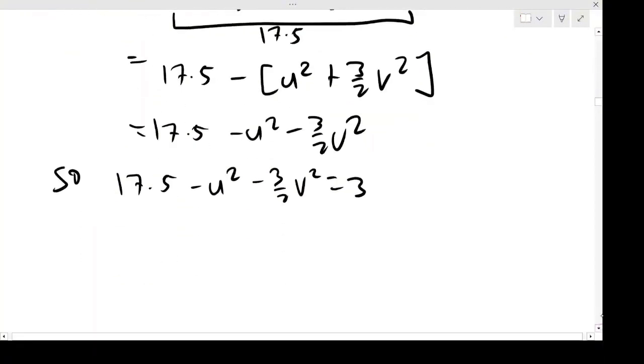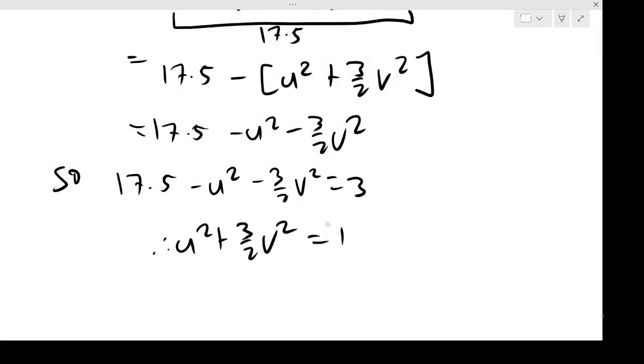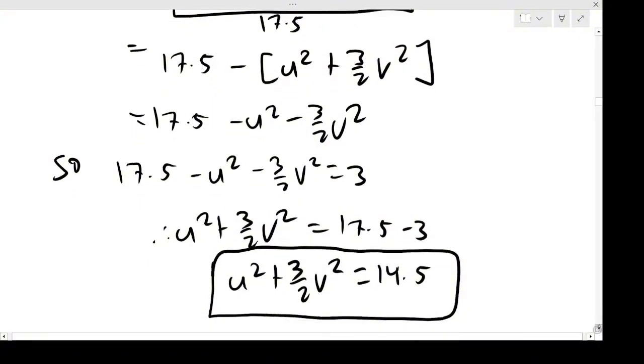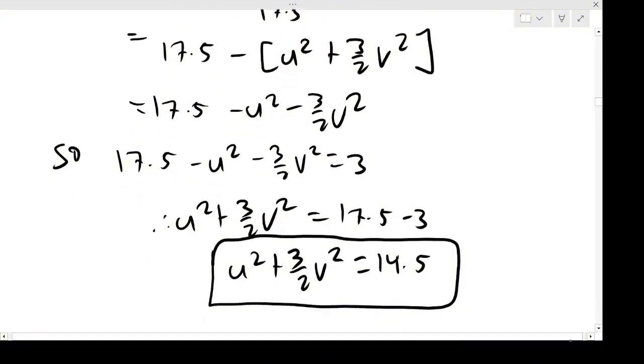Okay. And so if we move the u and v to one side, we're going to get u squared add 3 over 2 v squared is going to equal 17.5 take away 3. Hopefully happy with that. Hopefully happy up to here. Hopefully happy with all the algebra I've done here. And so that simplifies to 14.5. Okay, and that is my equation. I can't do anything more to that. Okay, you can try and be clever and factorize some way, but it's not worth it.